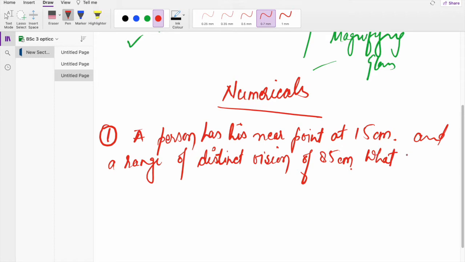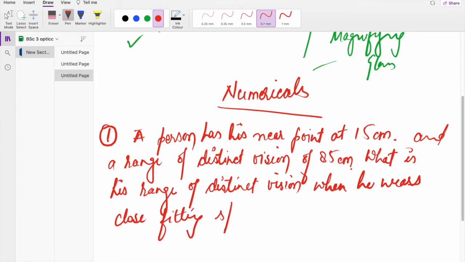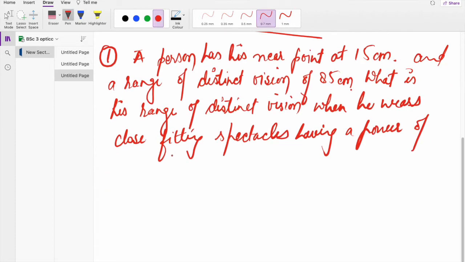We have to calculate what is his range of distinct vision when he wears close fitting spectacles which have a power of minus 0.8 diopter.